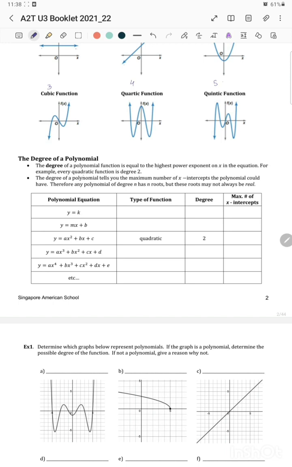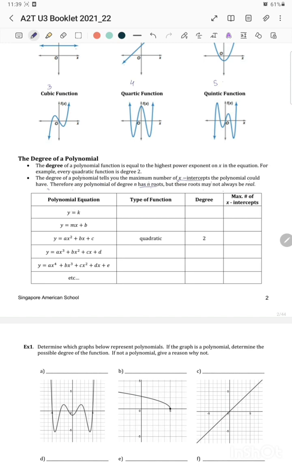The degree of the polynomial tells you the maximum number of x-intercepts the polynomial could have. Degree of the polynomial means the function has maximum x-intercepts, or the graph is intersecting the x-axis at the maximum points. Therefore, any polynomial of degree n has n roots, but these roots may not always be real.